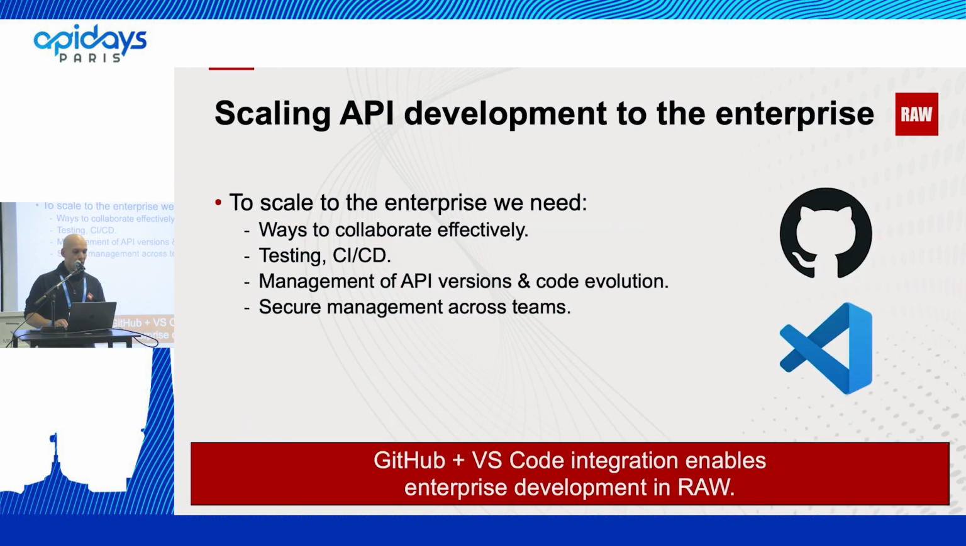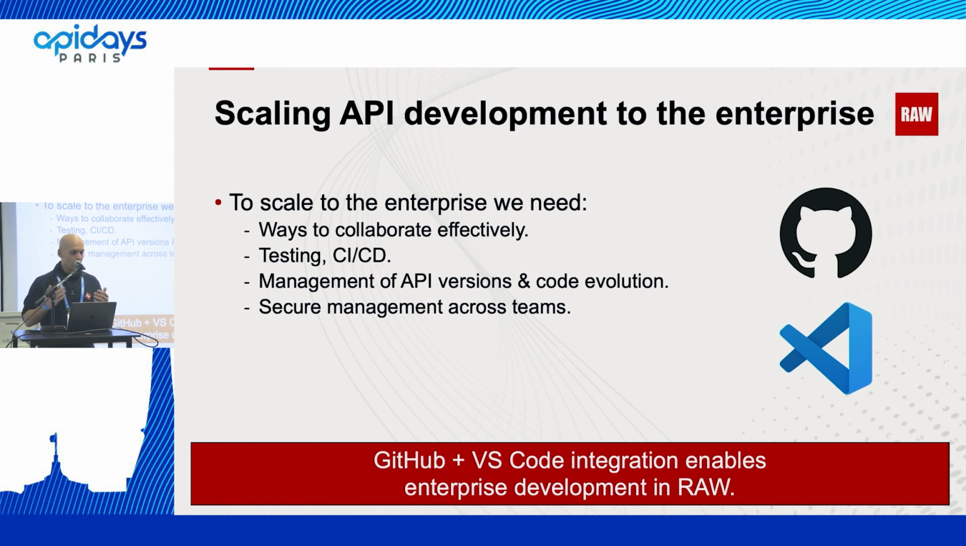But of course, you have to then scale this to an enterprise. And at an enterprise level, you have many other concerns, and this is just a few of them. You want to have ways to collaborate effectively. You want to have API testing. You want to have CI/CD. You want to have proper management of API versions. You want to have code evolution. You want to have secure management across teams, whether it's credentials or source code, issue tracking, and so on and so forth. And we do have a solution for that.